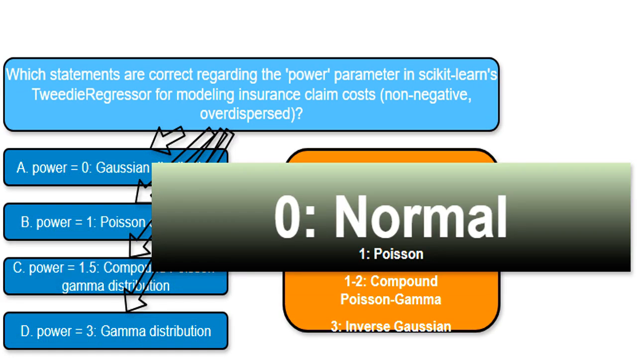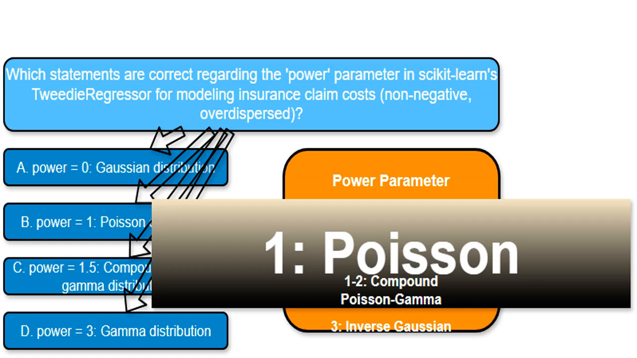When the power parameter is 0, we're working with the normal, or Gaussian, distribution. It's a classic bell curve, but remember, the normal distribution can have negative values, which isn't always suitable for things like insurance claim costs that must always be non-negative. A power parameter of 1 corresponds to the Poisson distribution. This is excellent for modeling count data, but it assumes that the mean and variance, spread, of data are equal. For insurance claims, where variation often outpaces the average, this may not be the best fit.